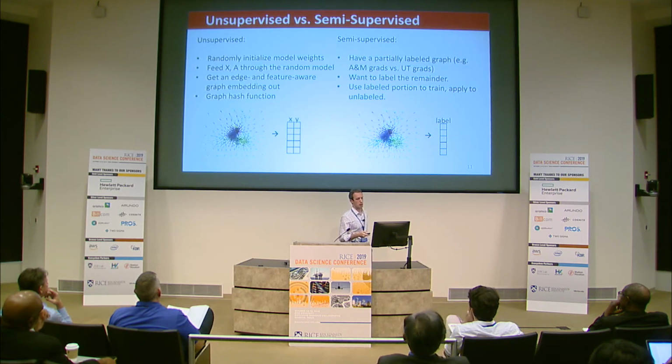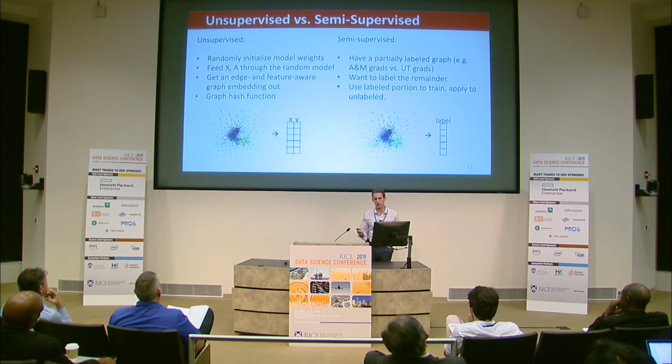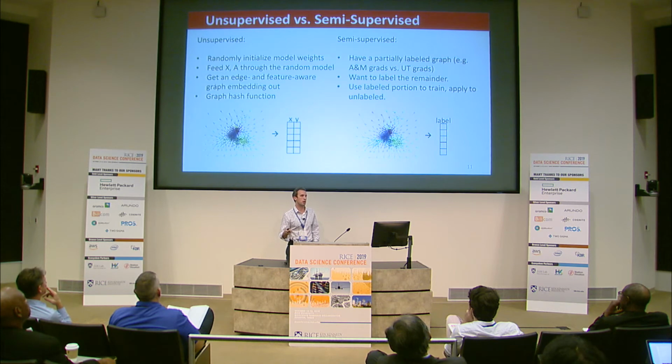Semi-supervised is a little bit more intuitive and a little bit less wacky. You basically can have a partially labeled graph. So say you have a social network where you know some people are A&M grads, and you know some people are UT grads, and you want to hunt down the UT grads. What you can do is you can train a network on just the vertices that you have labels for and teach it what does UT grad look like with respect to other A&M grads and with respect to other UT grads. What kind of attributes does a UT grad have, and what does his or her social network look like.